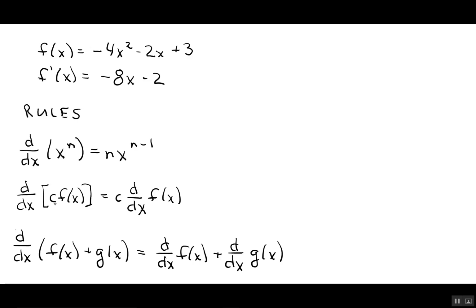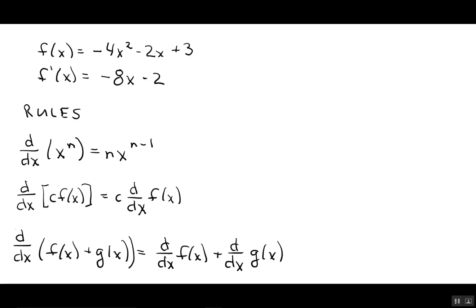Another rule is called the constant multiple rule. If you have a function f of x that's multiplied by a constant c, the derivative of that is the constant c times the derivative of the function by itself. So the derivative of c f of x is equal to c times the derivative of f of x. And finally, the sum rule is if you have two functions f of x and g of x, and they're added together, then the derivative of that sum is the sum of the derivatives. So the derivative of f of x plus g of x is the derivative of f of x plus the derivative of g of x.